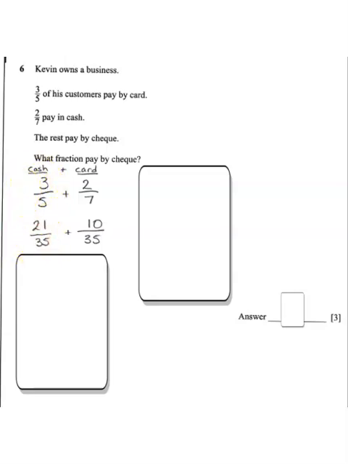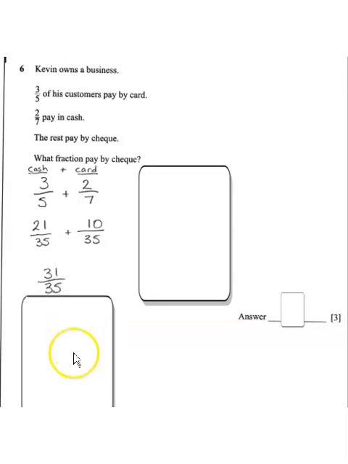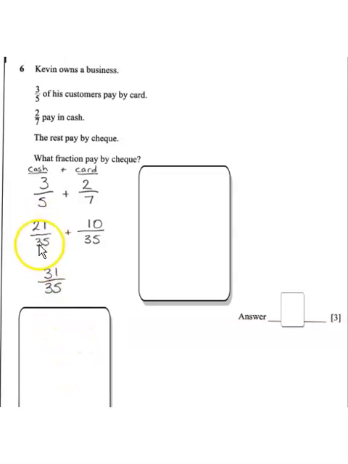So we times the top by 7, which is 21. The second fraction we've multiplied by 5, so we have to multiply by 5 on the top of this fraction as well, which gives 10. Then we can add those fractions together. Remember, the common denominator 35 stays as it is, and we just add the top. So it's 21 plus 10 is 31. So that's us got the cash and the card payments.